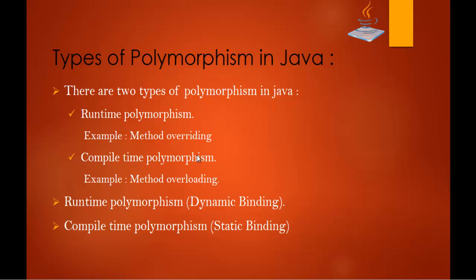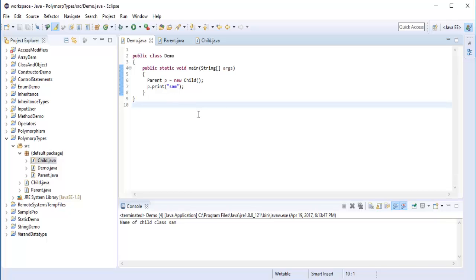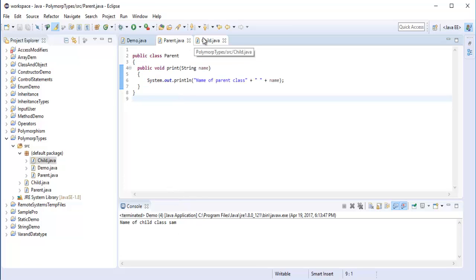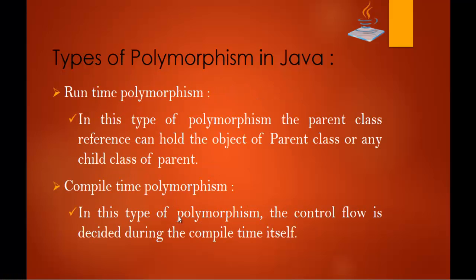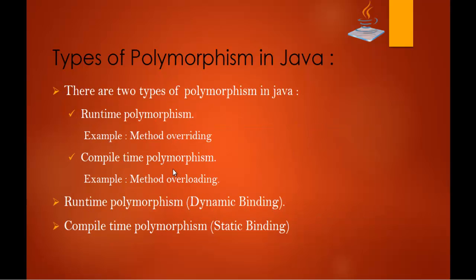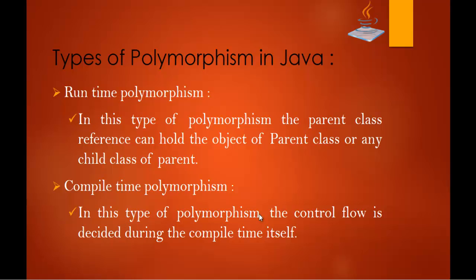Now let me jump to Eclipse, and here is my Eclipse. Let me show you a demo of compile time polymorphism. This is the parent class, and I have a child class here. Let me go back here, and now we are going to learn about compile time polymorphism. The example for that is method overloading. In this type of polymorphism, the control flow is decided during the compile time itself.